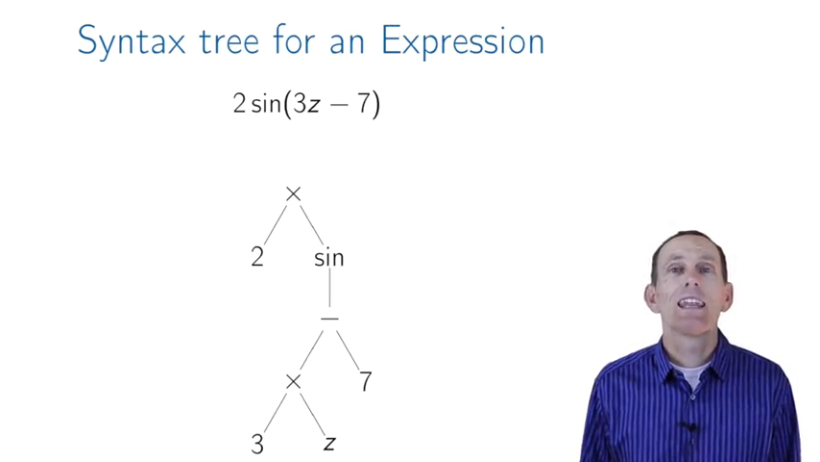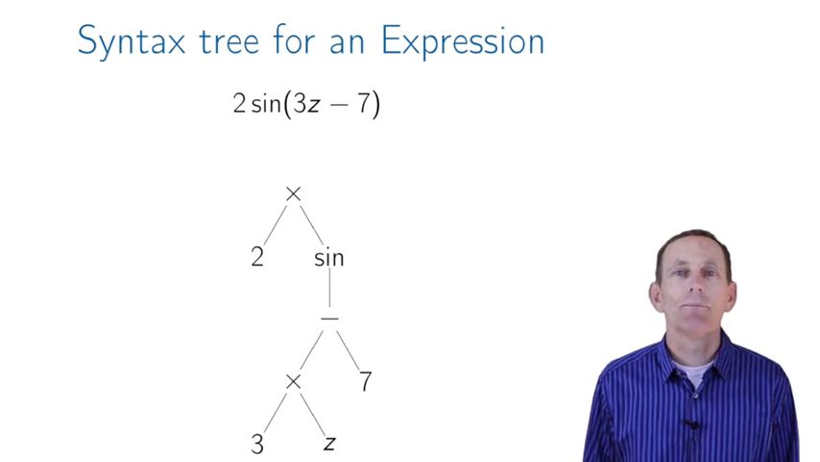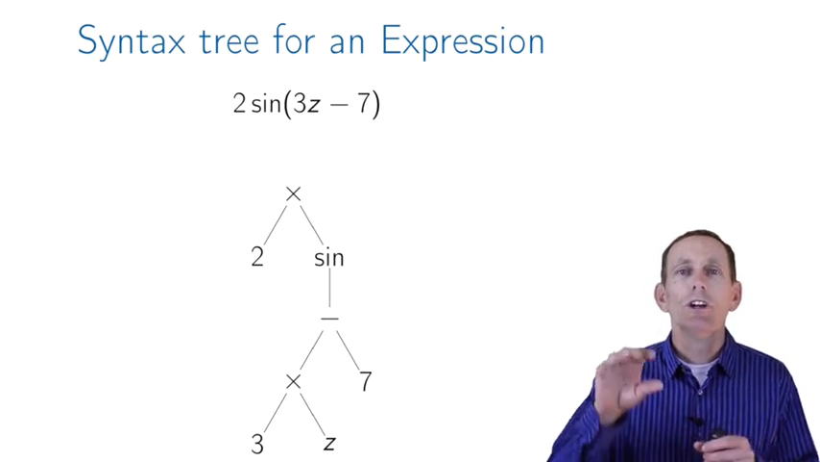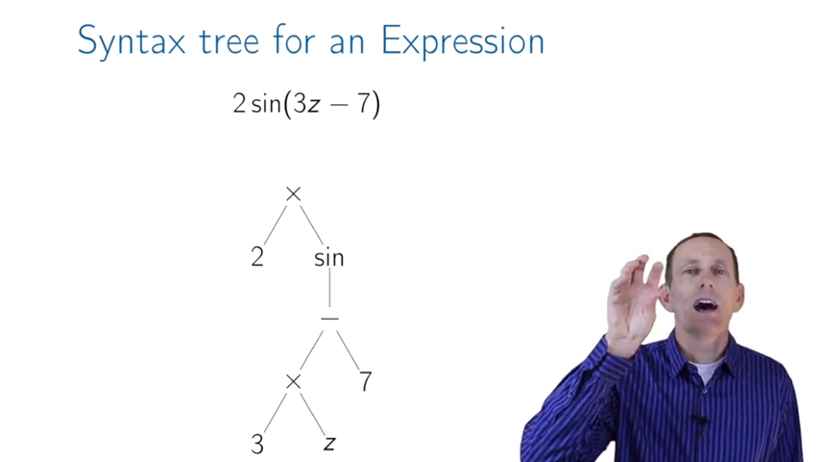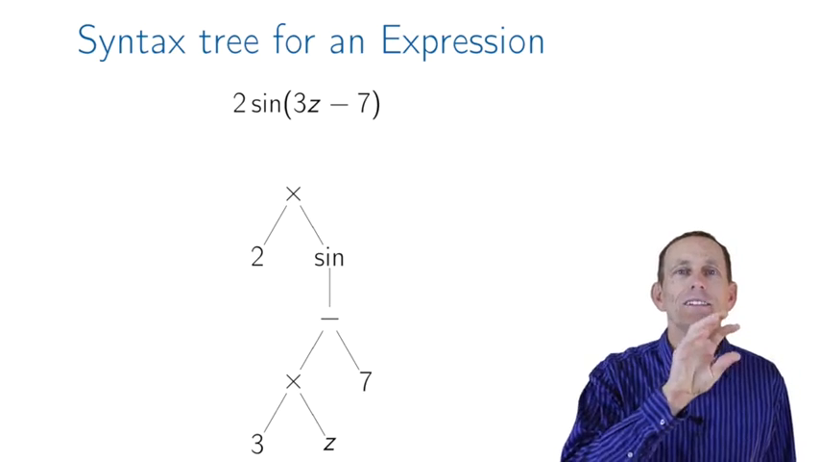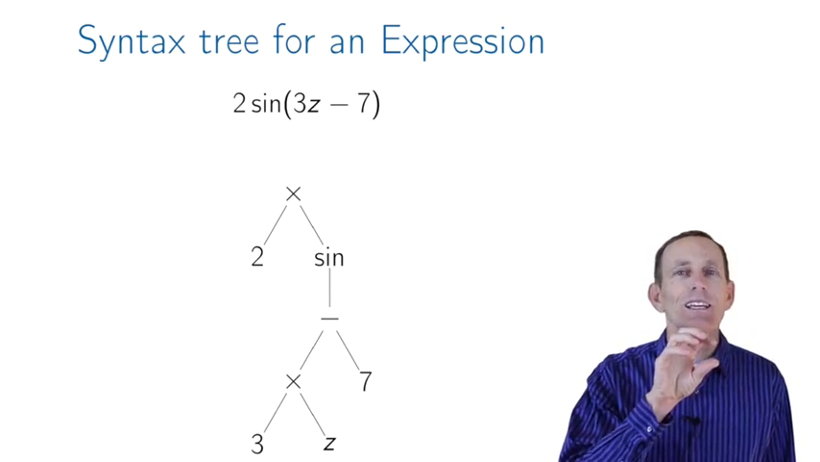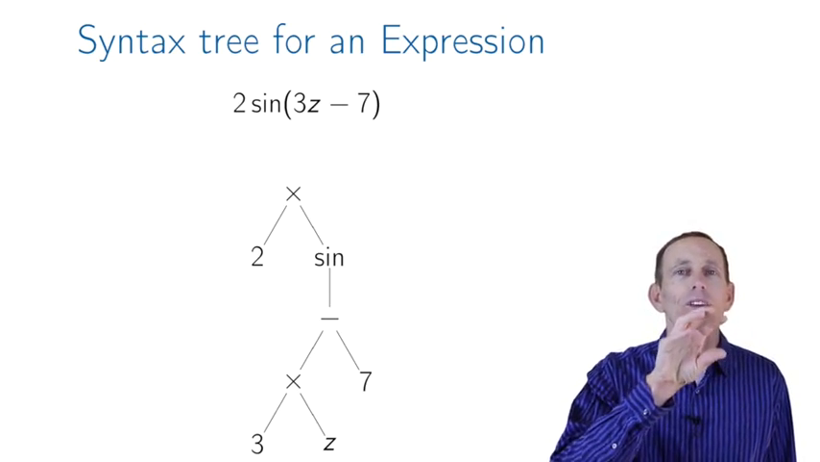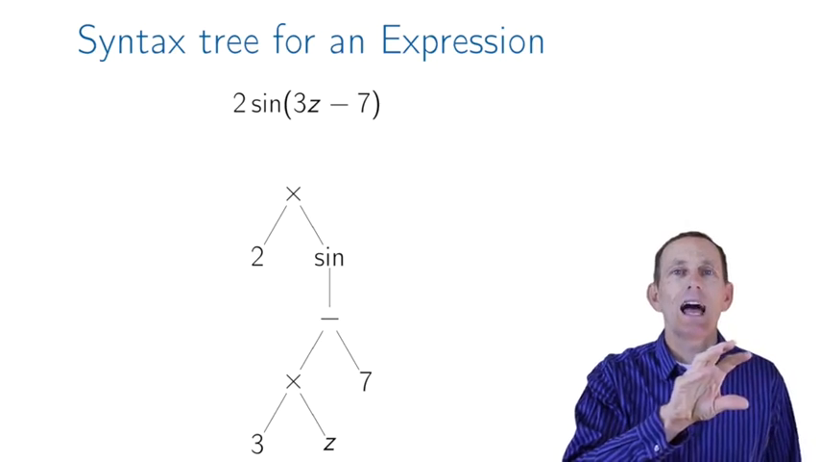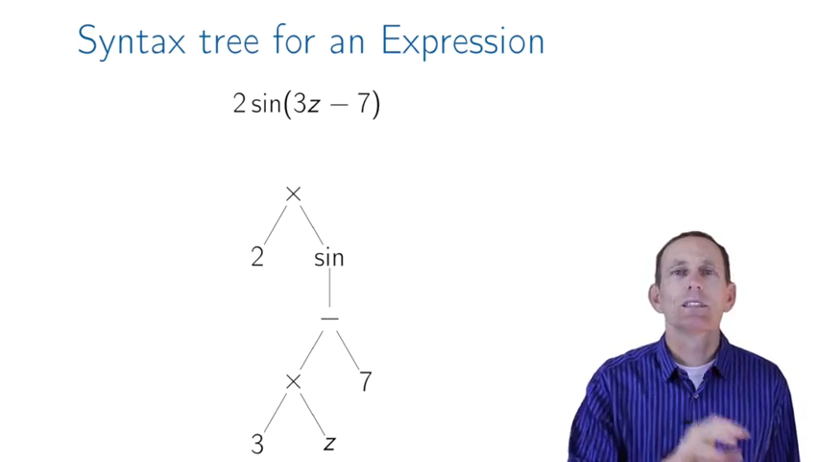We can look here at a syntax tree for an expression. So 2 sine of 3z minus 7. We can break that up and show the structure. So at the top level, we have a multiplication. That's really the last thing that's done, multiplying the 2 and the sine. Within the sine, what we're applying the sine to is 3z minus 7. So we have the minus that's happening last with a 7, and then this 3z, 3 times z.